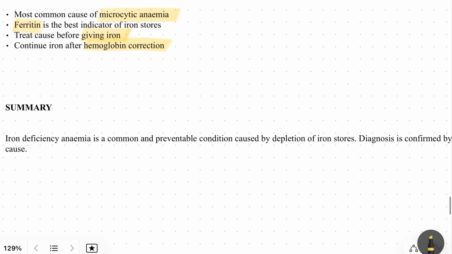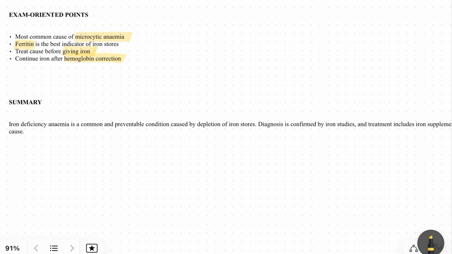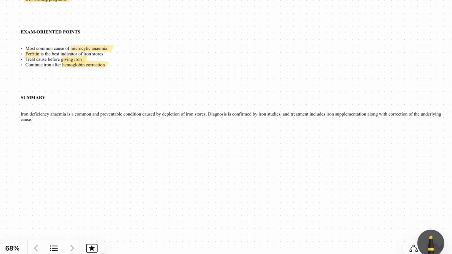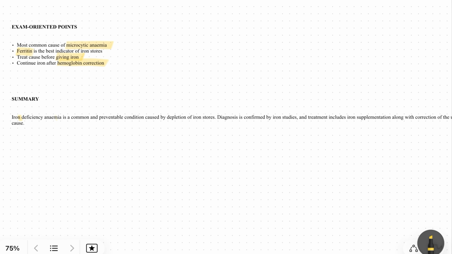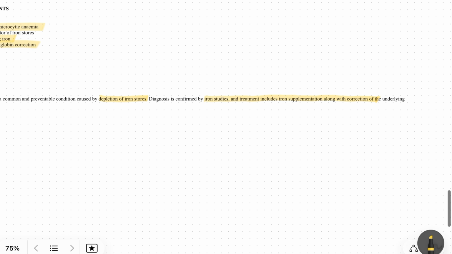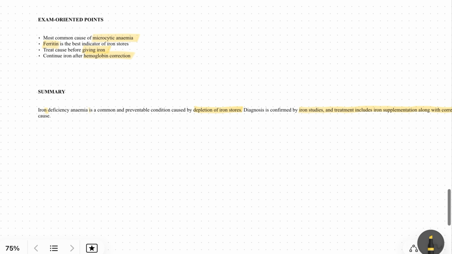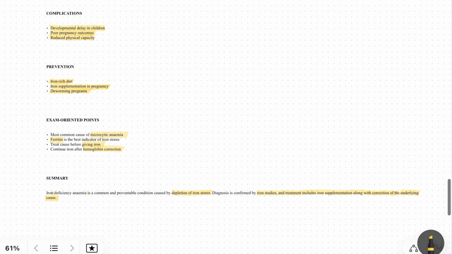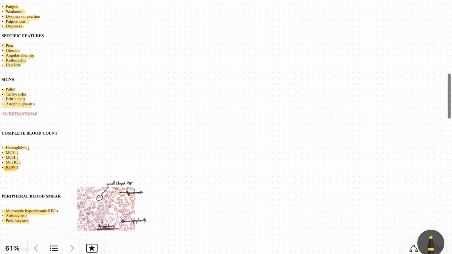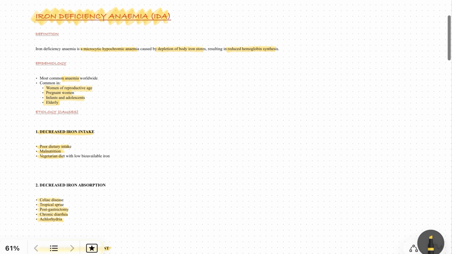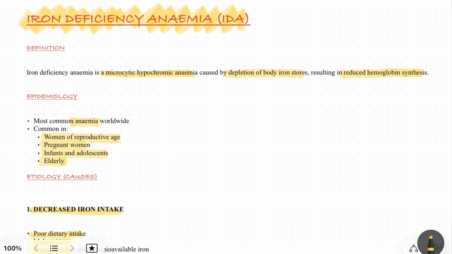And coming to the summary, you have to read with me so that nothing will be missed out. Iron deficiency anemia is a common and preventable condition caused by depletion of iron stores. Diagnosis is confirmed by iron studies, and treatment includes iron supplements along with correction of the underlying cause. That's all. I hope it was an easy and important topic. Even in pathology and medicine, you can't miss it out.